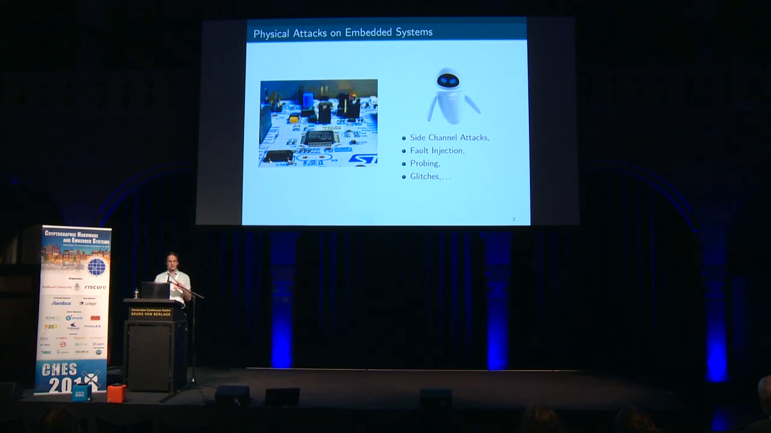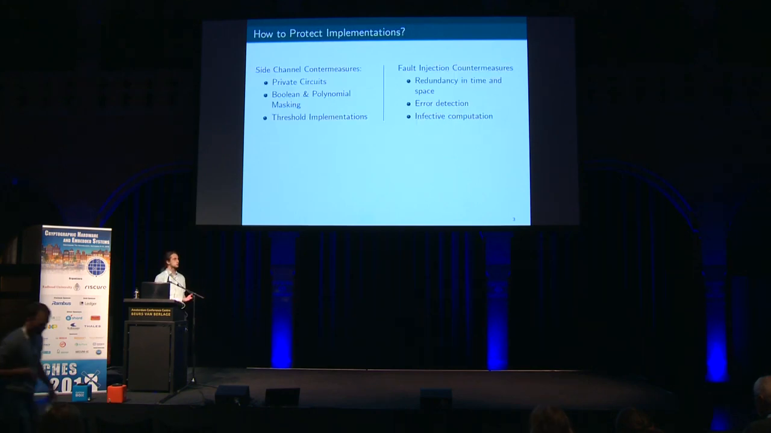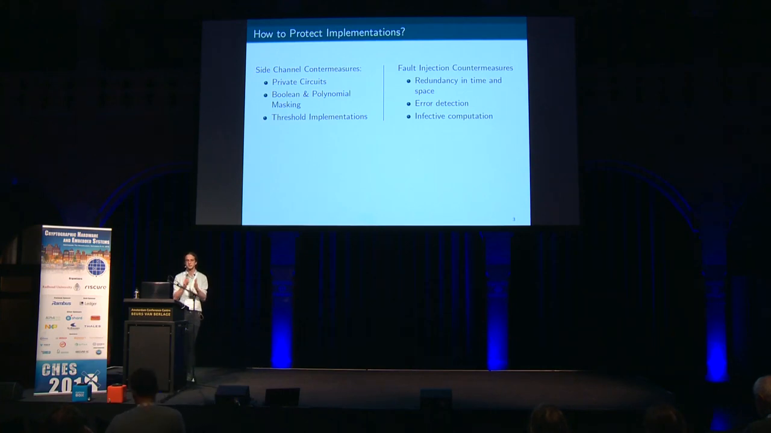And as you all know, in the simplest case, she can just do some simple DPA and get the secret information very easily. So what we need to do is protect these implementations. We can do this in two different categories. One of them is side-channel countermeasures, and the other one is fault injection countermeasures, of course.